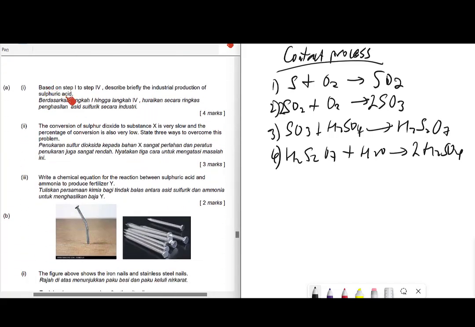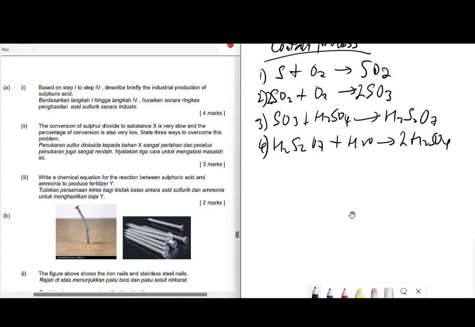Alright, so next we're going to go into the questions here. Based on step 1 to 4, describe briefly the industrial process of sulfuric acid. Okay, so all this is actually the equations involved here. They don't require you to write the equations. They just want you to explain or describe in words only. So basically we're going to convert all these 4 steps here into wording. Alright, so I'm going to answer now for your part A, part 1. Okay, so the first step, how do you explain in words? You can just say sulfur is burned in air to produce sulfur dioxide.